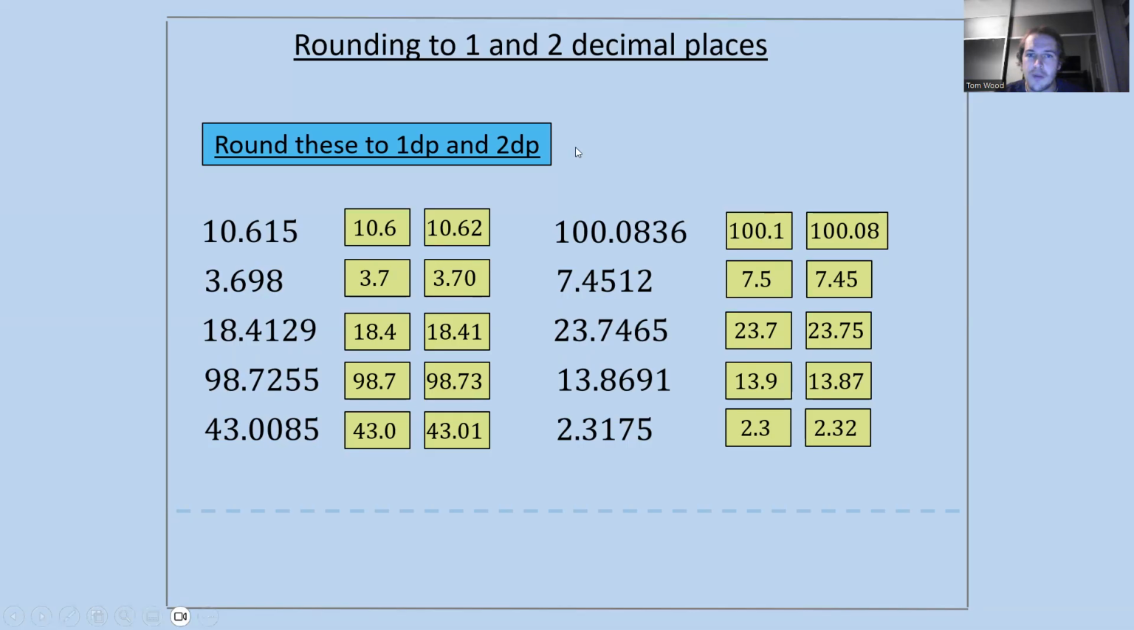So if we were dealing with money, for instance, let's say I had this number here, 10.615 pence, then I would round that automatically to 2 decimal places. At the end of my calculations, I'd say, well, that's going to be £10.62. So just so you're aware, if we're dealing with money, it's always going to be rounded to 2 decimal places because of our 10p's and our individual pennies.